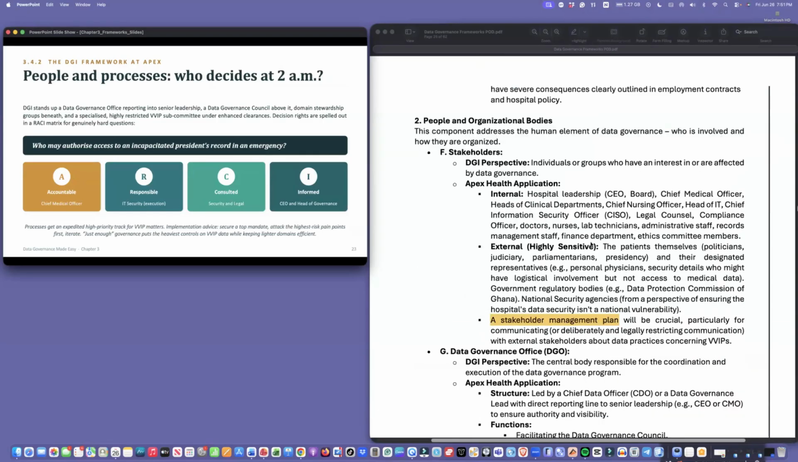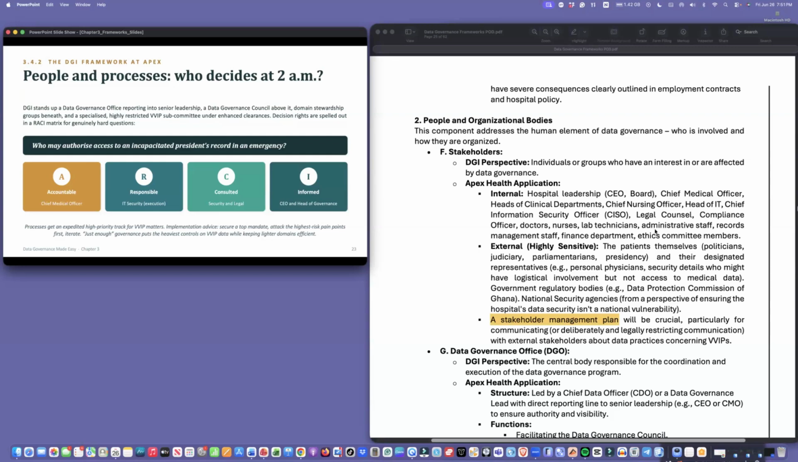Okay, so now let's jump to people and processes. Who decides? Now, the DGI has set up a data governance office, but you have to understand that the data governance office itself is going to get the work done. And to get the work done, we need to know who the stakeholders are. There is the internal stakeholder and then there's the external stakeholder. Now, the internal ones are the hospital leadership, the CEO, the CMO, that's the chief medical officer, and heads of clinical departments.